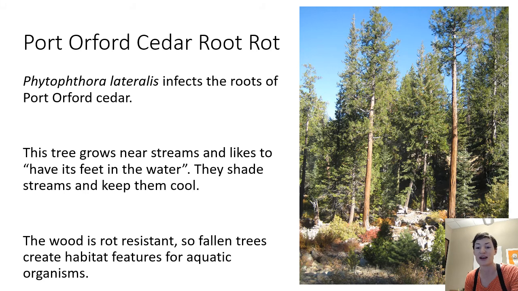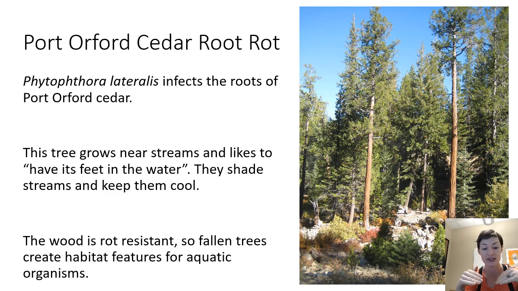They grow on the edges of rivers often because they like to have their feet in the water, so their roots will kind of dangle into the stream sides. And their wood is really rot resistant, so they're long-lived big trees, and they grow on the sides of the streams and shade them and keep them cool.